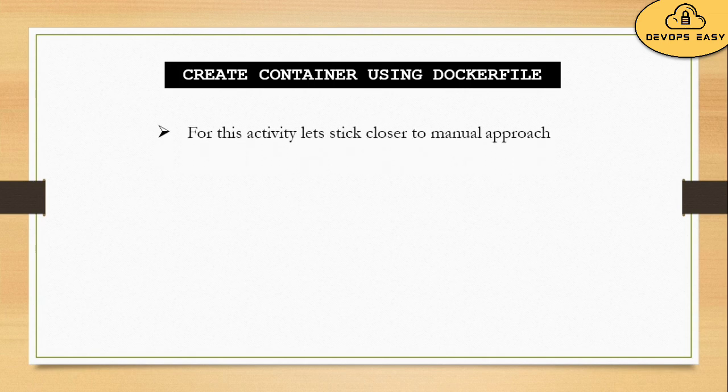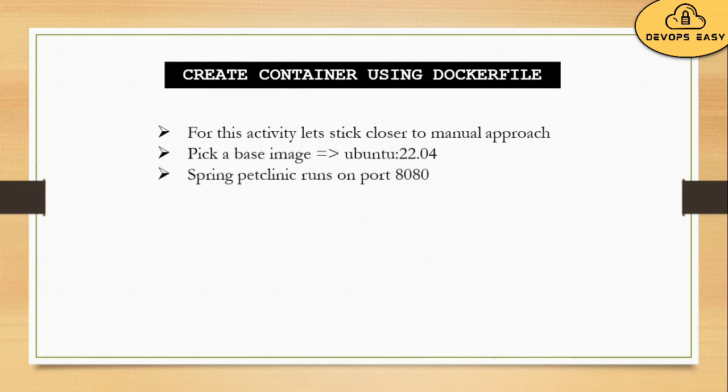Right, for this activity let's stick closer to the manual approach. Pick the base image Ubuntu. Obviously we have run this application in Ubuntu, right? I will take the Ubuntu image. So Spring Picnic runs on port 8080.